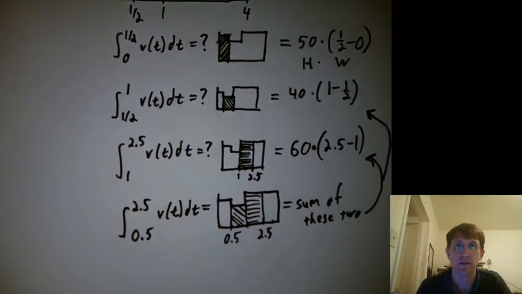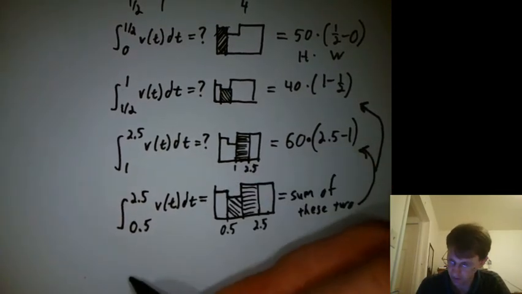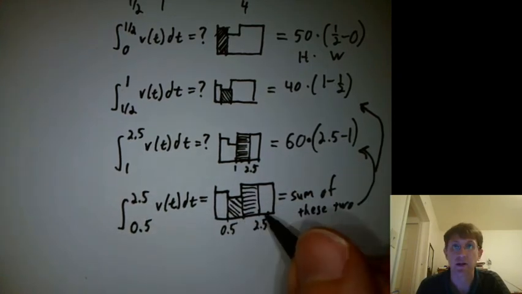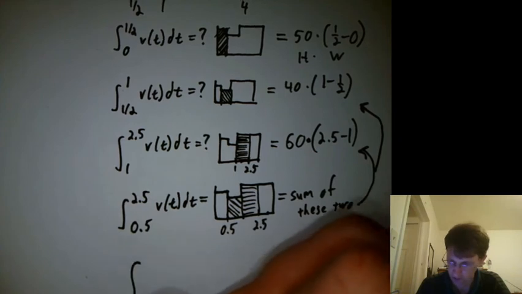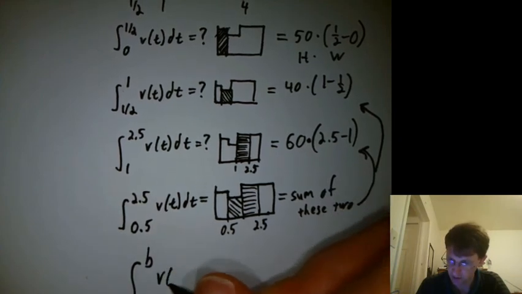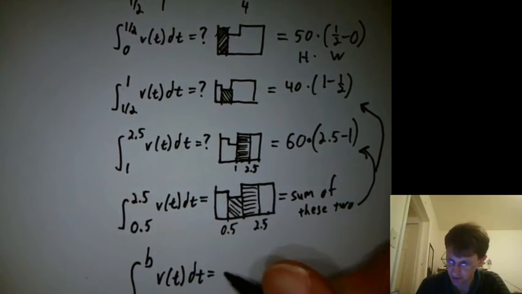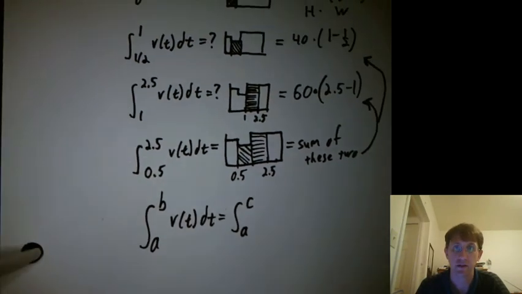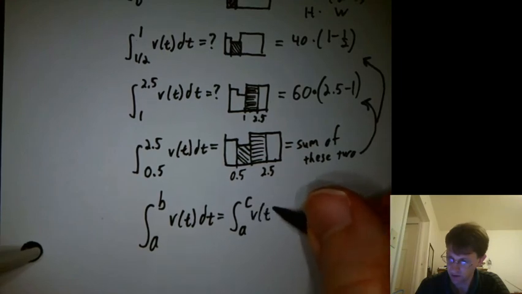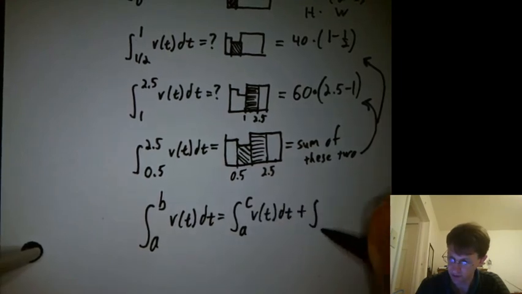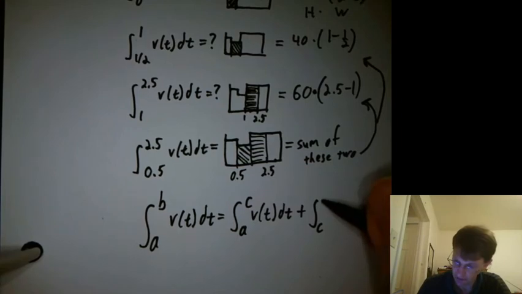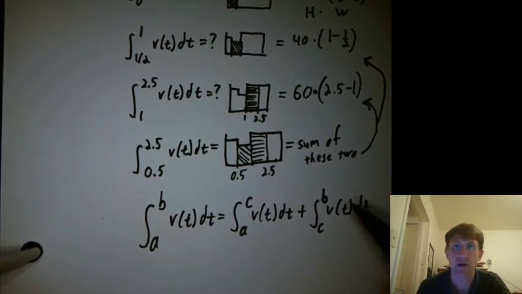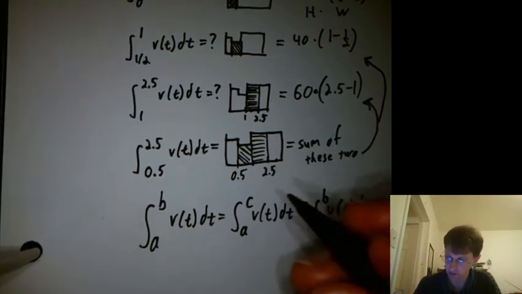Another way to say what we just did is that this integral, we did part of it, stopped, and then went and did the rest of it. So we could say the integral from a to b of v of t dt is the integral from a to some other number, we'll call c, of v of t dt, plus picking up right where we left off at c and going to b, of v of t dt. Here I'm writing it for velocity, but it's true for any function.